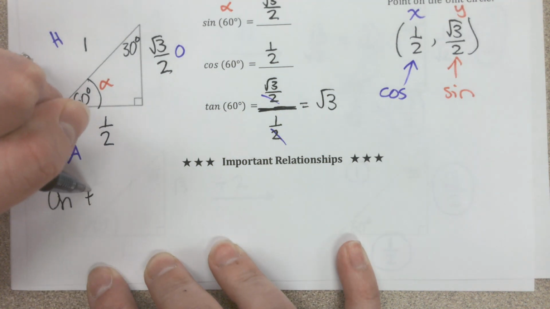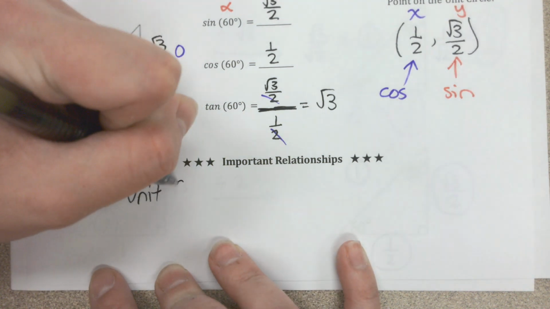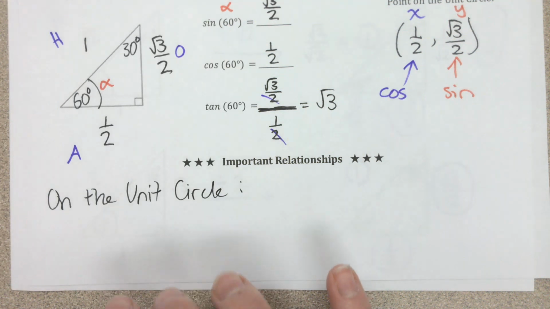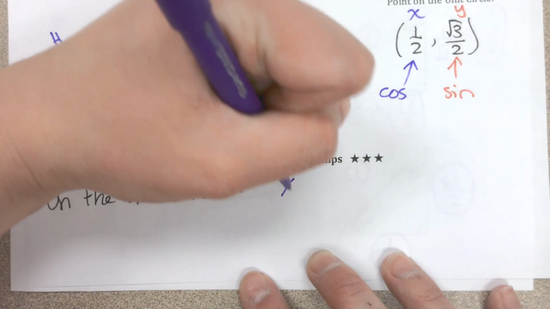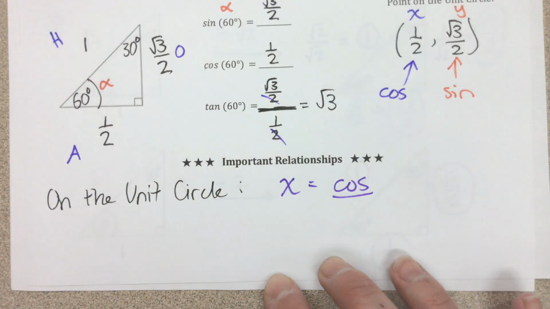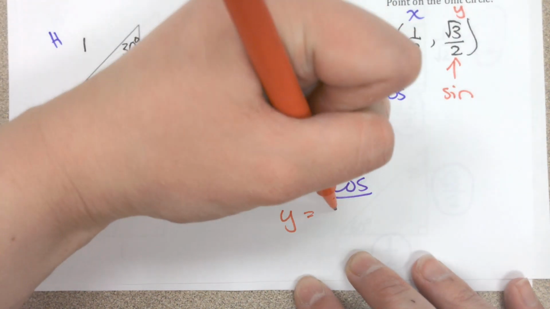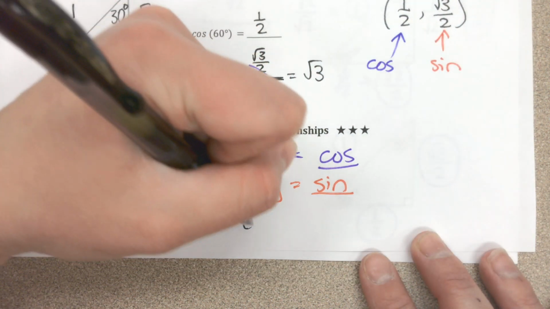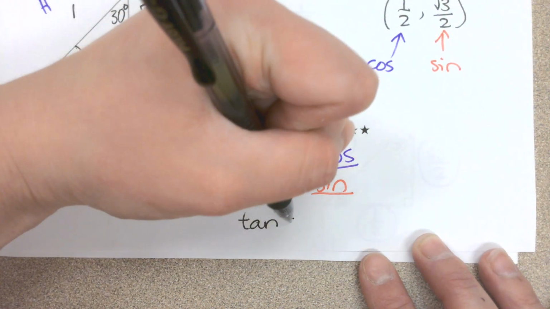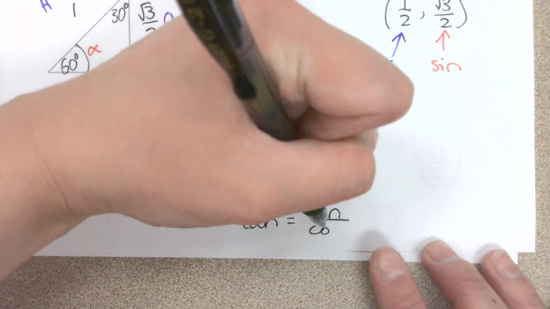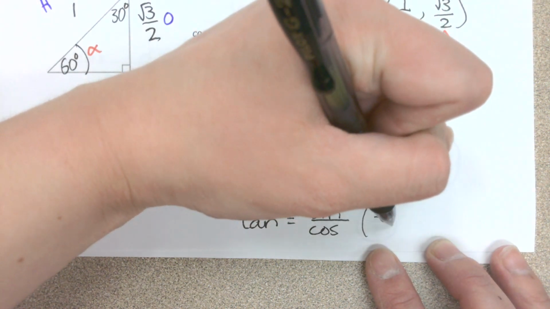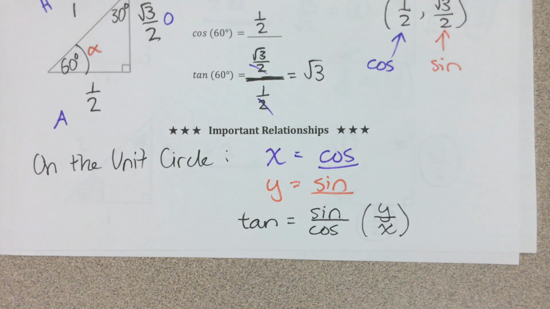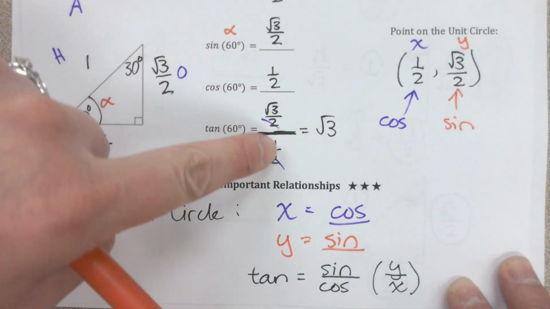On the unit circle, x is equal to cosine. Y is equal to sine. This one you won't get until I show you, so I'm going to show it to you. This is a golden rule. Tangent is sine over cosine, which is also just y divided by x, however you want to remember it. If you look back at the previous calculations, you'll clearly see that that is the case. All we do is divide sine by cosine, we get tangent.